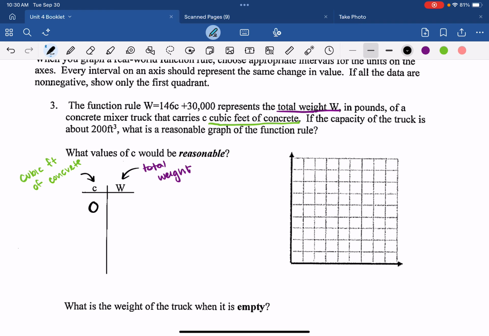Now, I'm also not going to go up by 1, 2, 3, 4, and the reason for that is because it says that my total amount that I can fit is 200, okay? 200 is a lot, okay? So I'm going to just plug in. I'm going to go by tens, 10, 20, 30, okay?